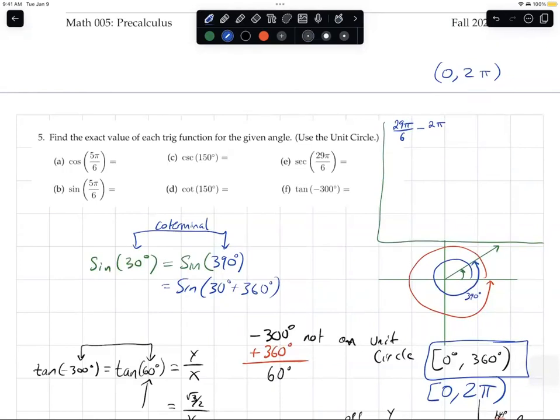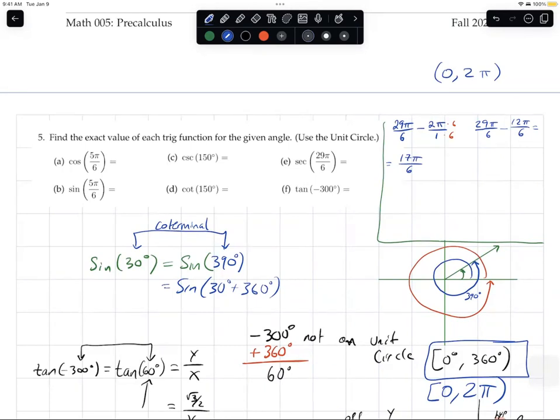If we subtract 2 pi, that's the same thing as subtracting 2 pi over 1. Since they're fractions, we have to get a common denominator. So this is the same as 29 pi over 6 minus 12 pi over 6. If we subtract that, what do we get there? 29 minus 12 is 17 pi over 6.